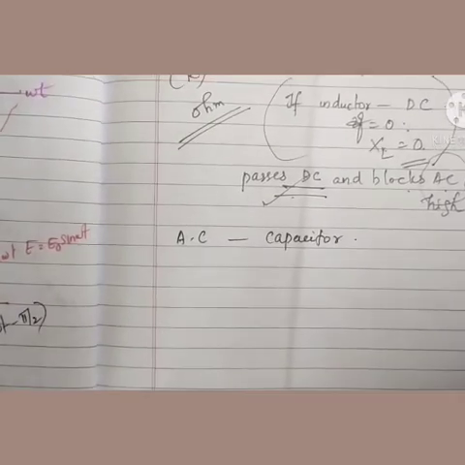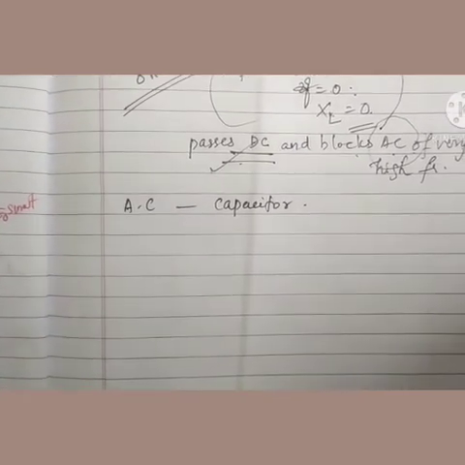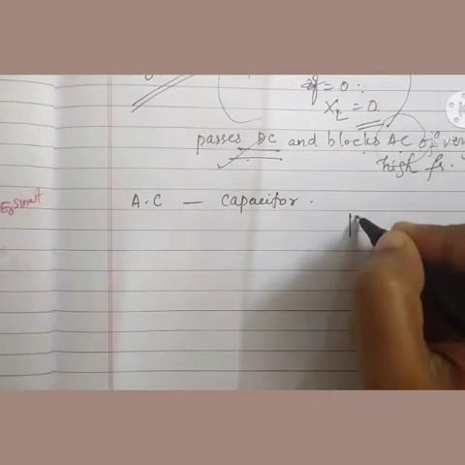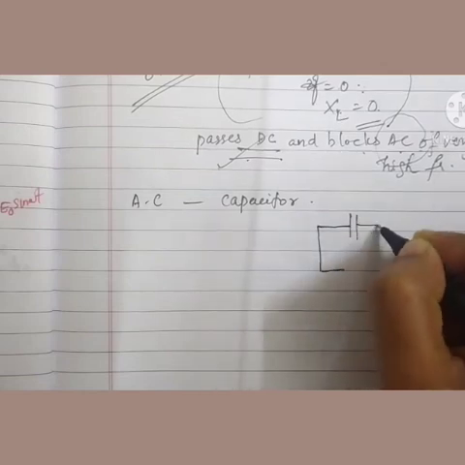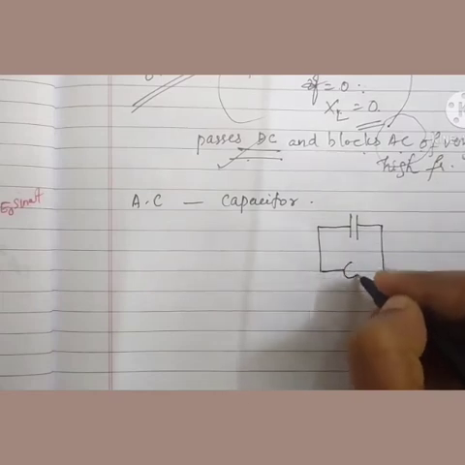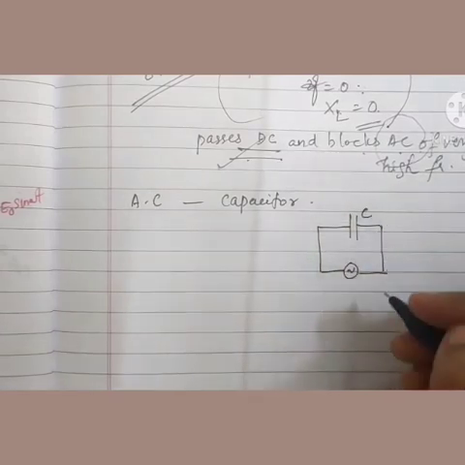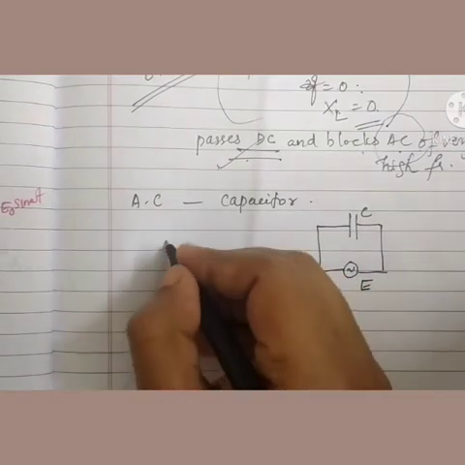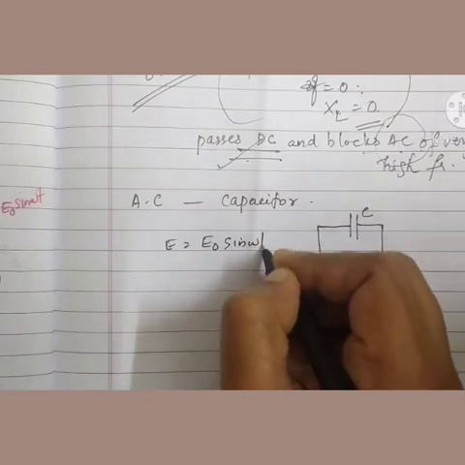Okay. As I told, the first process is always to draw the circuit diagram. For that, we will draw the circuit diagram. You all know a capacitor. Now, the capacitor is connected to an AC source. Okay, let it be E. So, our EMF is E equal to E0 sine omega t.